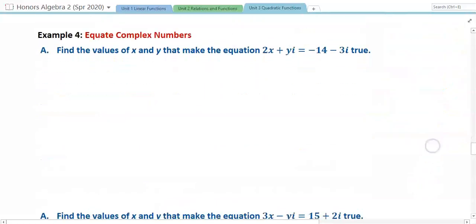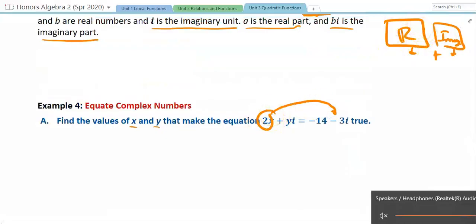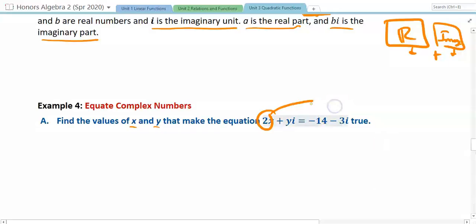And so we're going to look at a little bit of an interesting example here to start. We want to find values for x and y that are going to make this statement true. 2x plus yi is equal to negative 14 minus 3i. Now, it seems like a crazy complicated problem. I got 2 variables here, but how can I solve this? But the key comes back to this, is that the real part can only deal with the real part. So the 2x has to be equal to, not the negative 3i, but it's equal to the negative 14. And so 2x is equal to negative 14. So I divide both sides by the 2, so x is equal to negative 7.